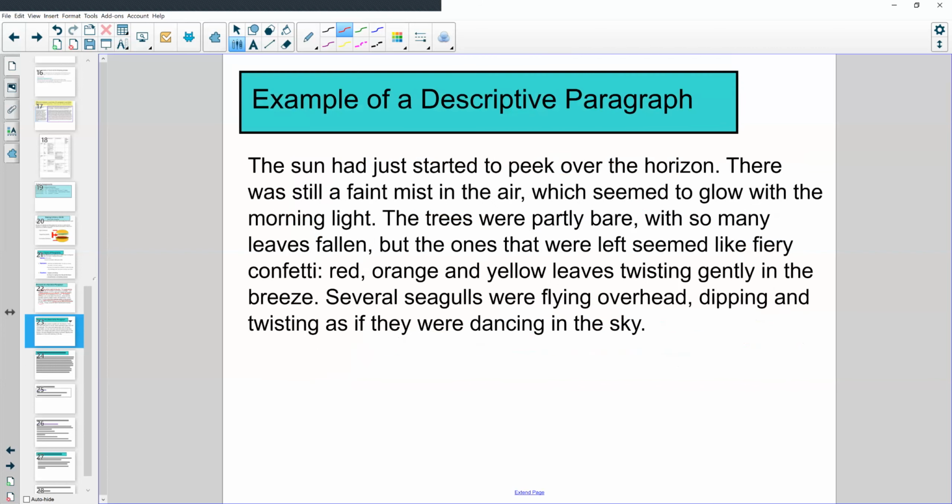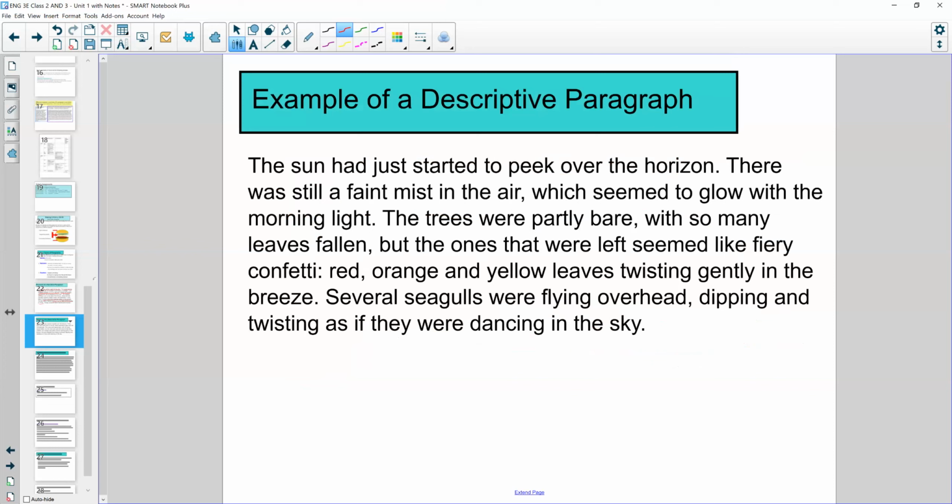Next, an example of a descriptive paragraph. Remember, the focus for this is describing something really well. It's going to use a lot of adjectives, maybe a lot of rich verbs and possibly adverbs. And the whole idea is to paint a really vivid picture that your reader can just see in their mind, almost like it was a movie or a photograph.